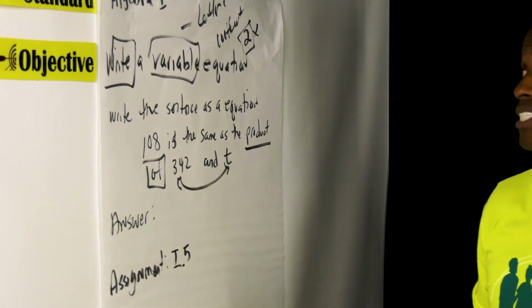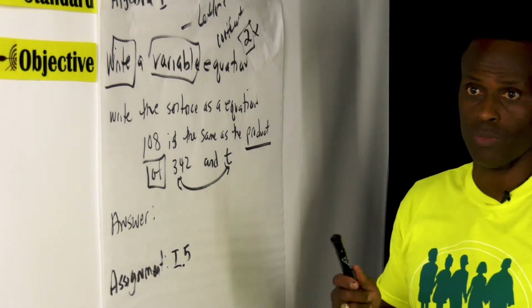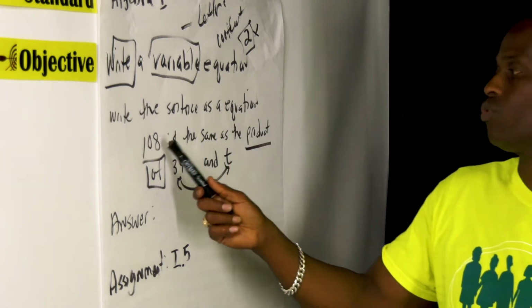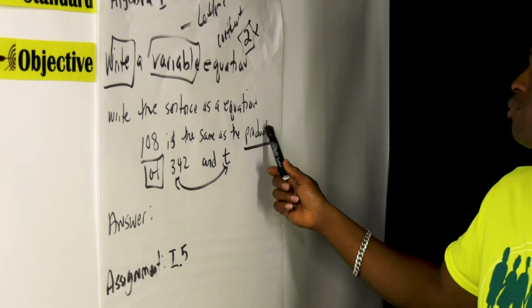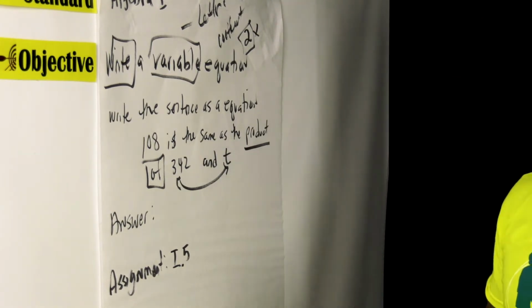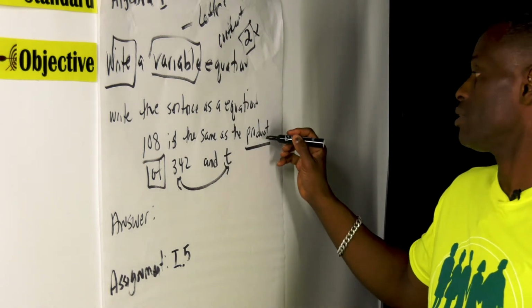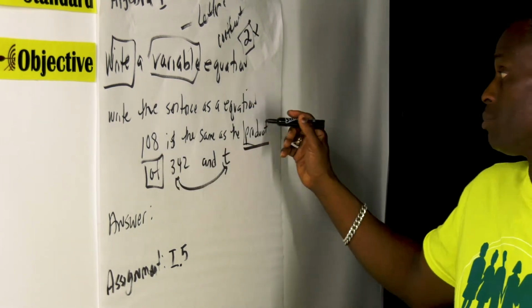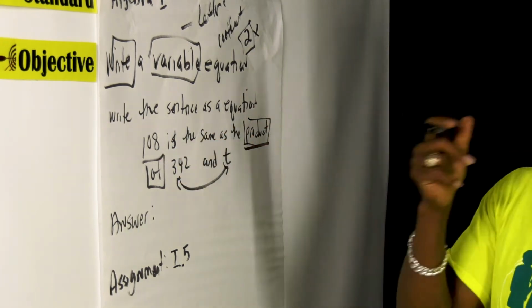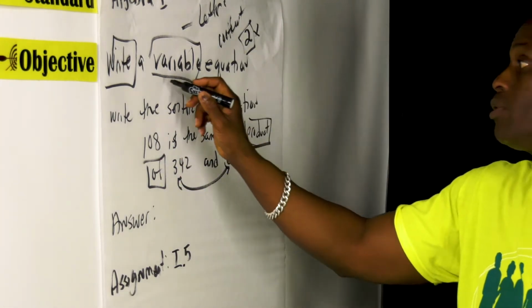Just stuff that we want to keep fresh in our mind as we continue to improve on our algebra mindset. So in this particular one, which is a brief one, write the sentence as an equation. Here's the sentence: 108 is the same as the product of 342 and t. These are some math words you've got to remember: product and of. Product means to multiply. How will we write this as a variable equation?